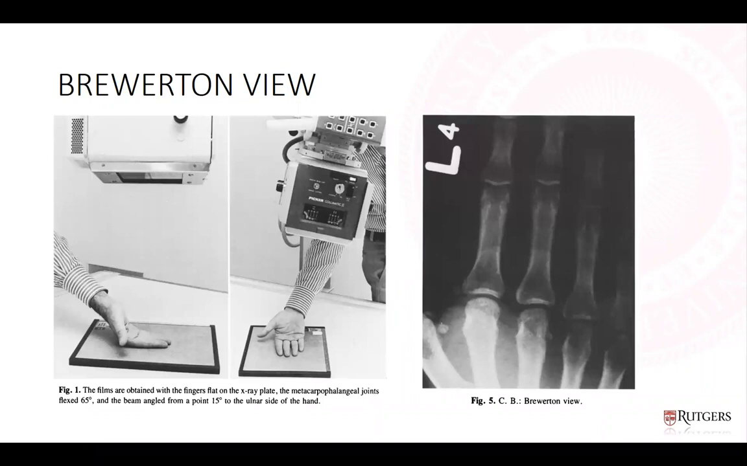This is how you obtain a Brewerton view, which I briefly mentioned earlier. This can be useful in identifying and characterizing metacarpal head fractures. It's obtained by flexing the MP joint to 65 degrees, with the dorsum of the fingers lying flat on the X-ray plate and the tube angled 15 degrees in an ulnar to radial direction. The example on the right shows a subtle fracture of the third metacarpal head on the ulnar side.